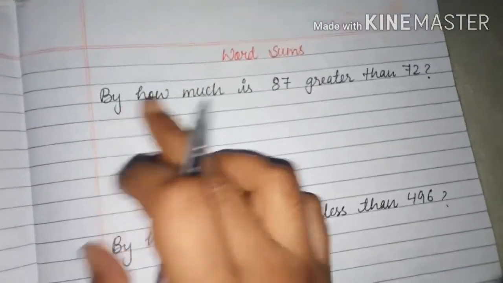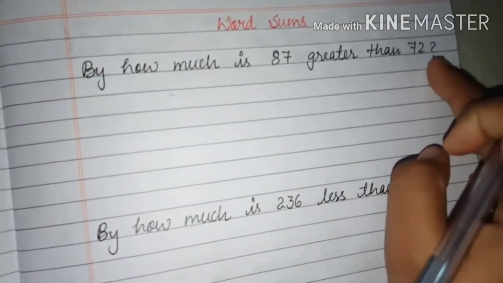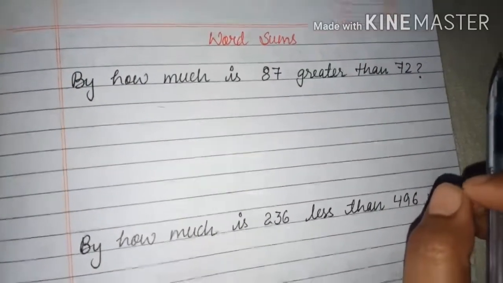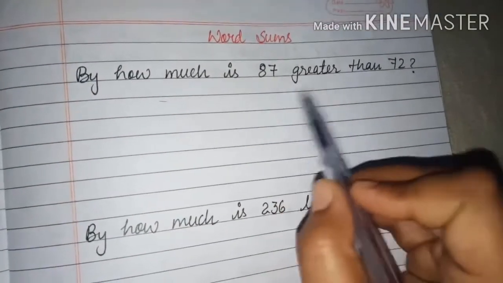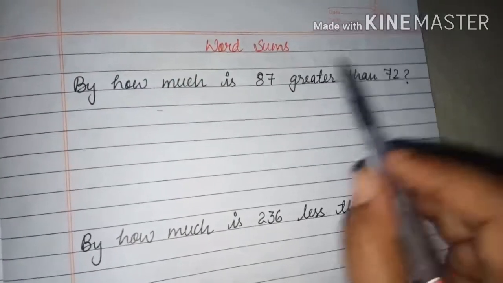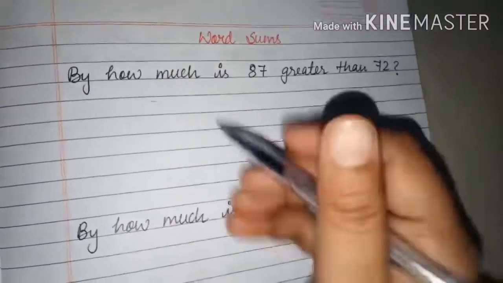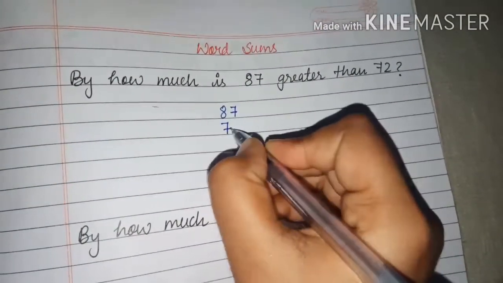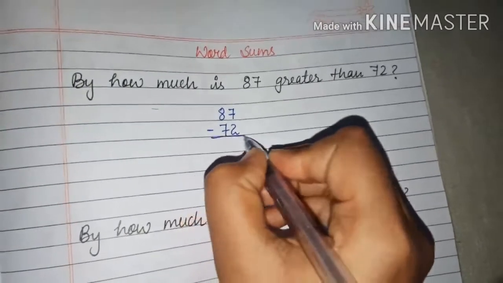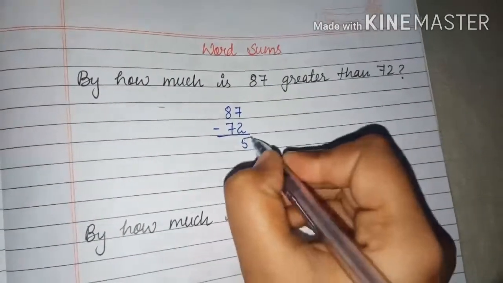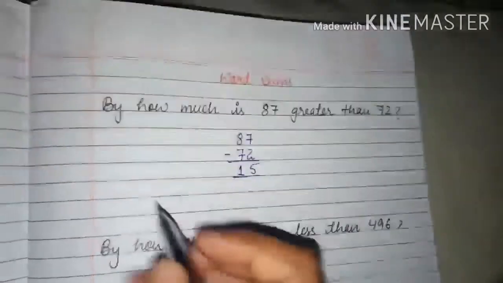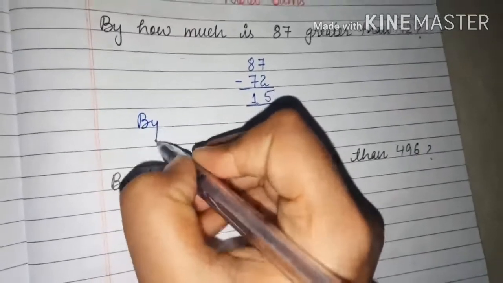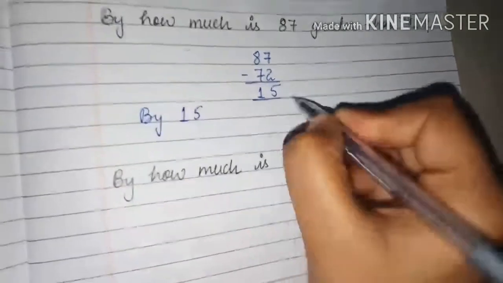First question is, by how much is 87 greater than 72? That means, how much greater is 87 than 72? So greater than 72, we have to subtract. So what should I do? I have to subtract 72 from 87. Okay, so what should I do? 7 minus 2 is 5 and 8 minus 7 is 1, so 15. So what will be our statement? That 87 is greater than 72 by 15. 15 is our answer.